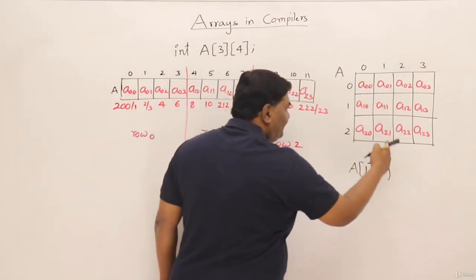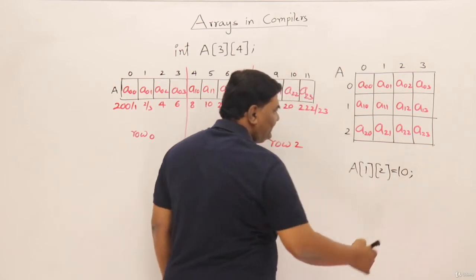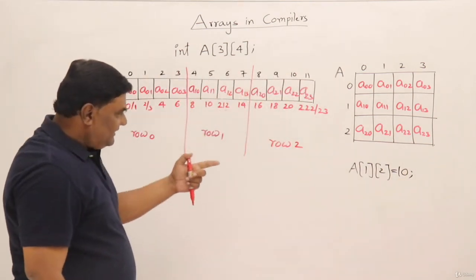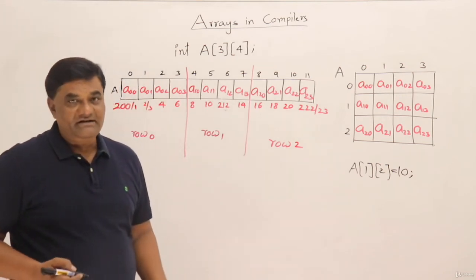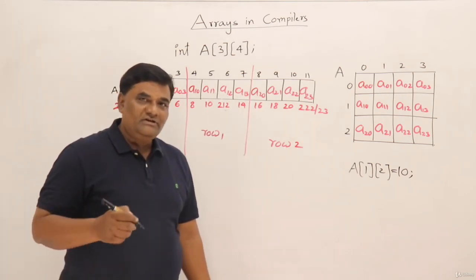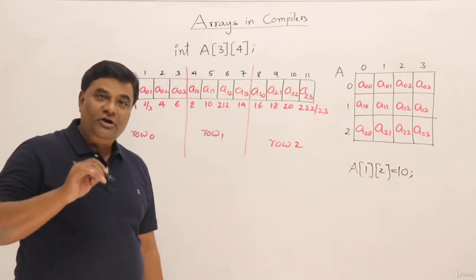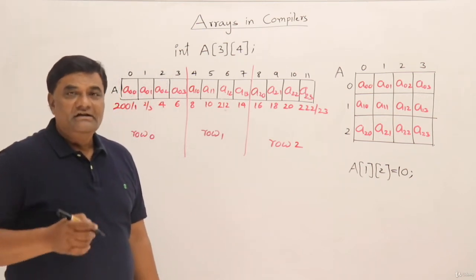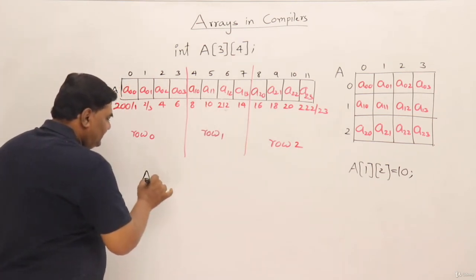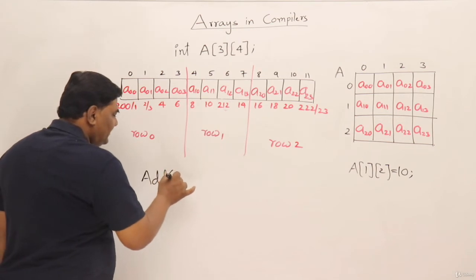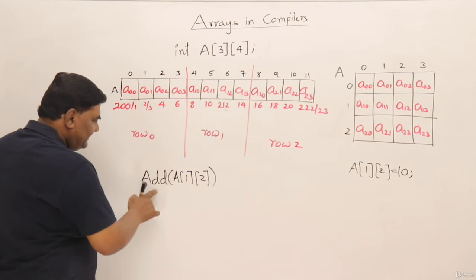Now in our program we will write something like A of 1, 2 and store the value 10. Then A of 1, 2 has to be converted into an address by the compiler. We already know that addresses cannot be known at compile time, so the compiler writes a formula for obtaining an address. Let us observe what the formula should be.